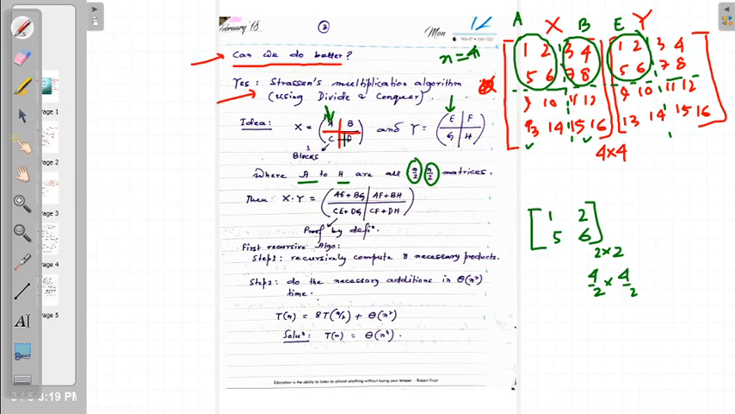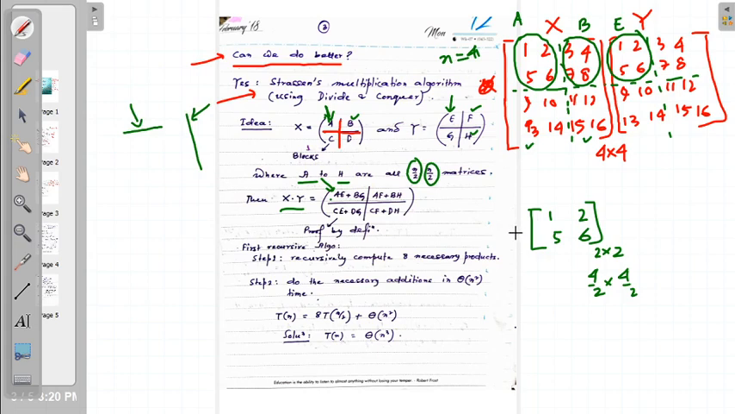Now if I am dividing and then multiplying, this x times y will have a block A times E plus B times G. And this block will be A times F plus B times H, by following the same principle, rows times the column. We can prove this by the definition of multiplication, rows times columns.